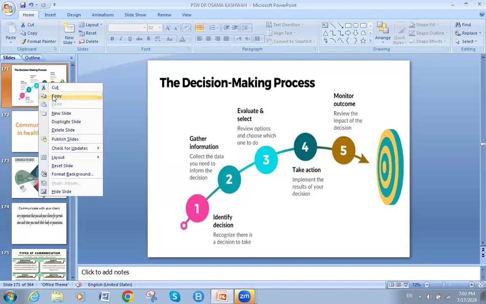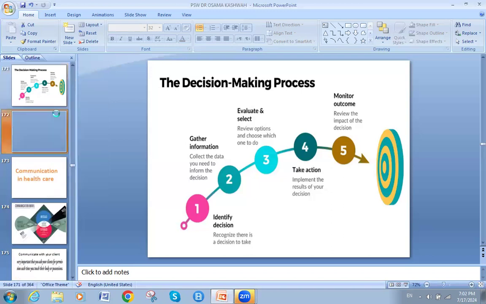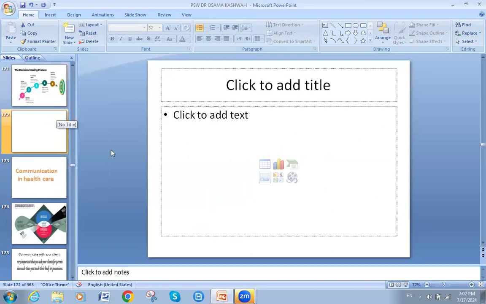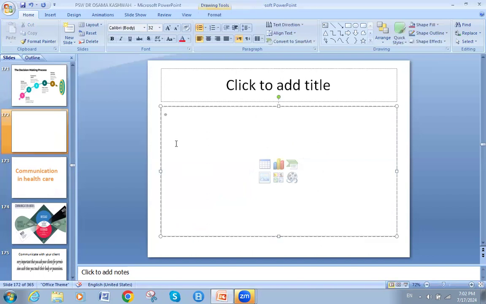And actually, on websites, you will find a lot about the decision-making process. You will find a lot of graphs and articles, including the decision-making steps.